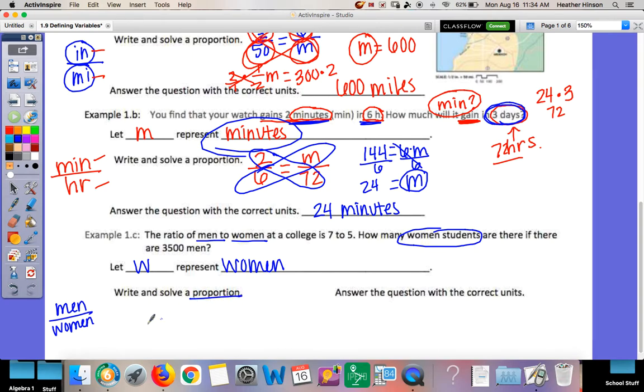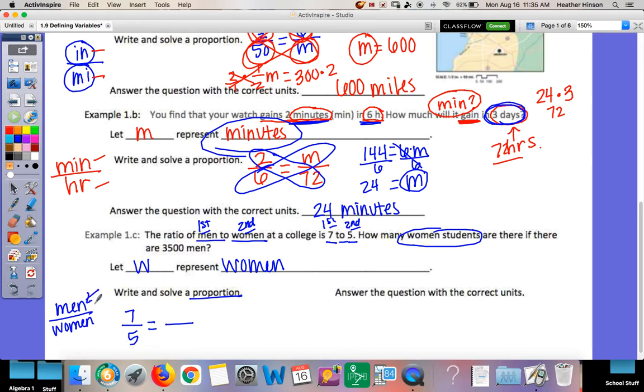So a proportion is going to have a fraction on both sides. I got men on top of the fraction, so what's the first number it gives me? A ratio of men to women. Men is first. So my 7 to 5, the first one is going to be men. So that is 7 men to 5 women, because that's second. So 7 over 5.